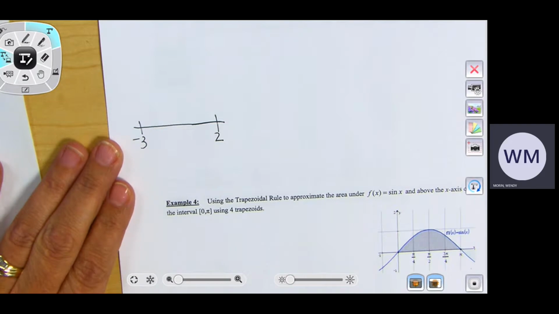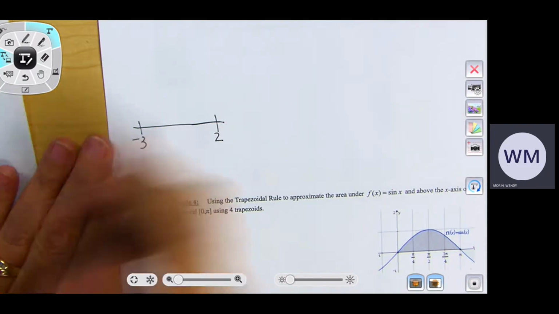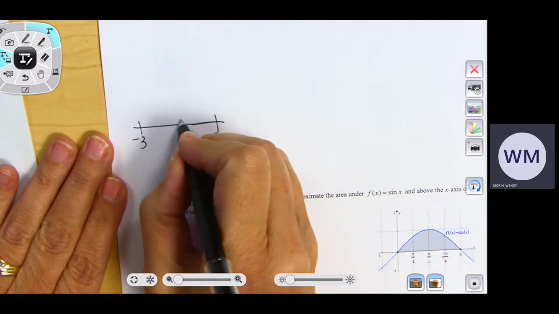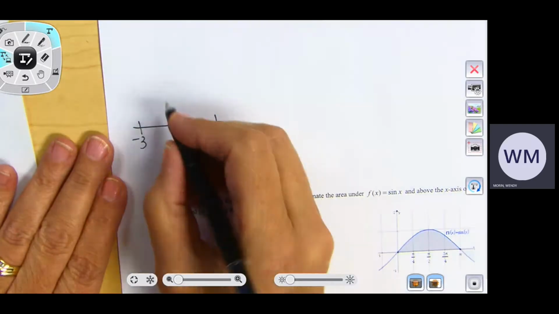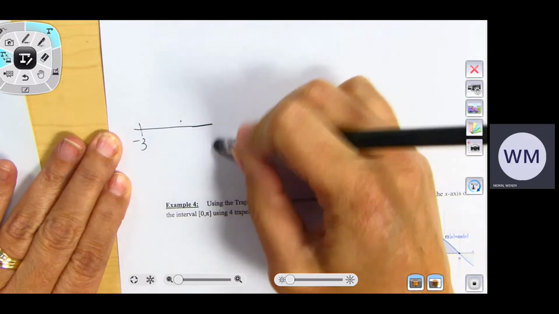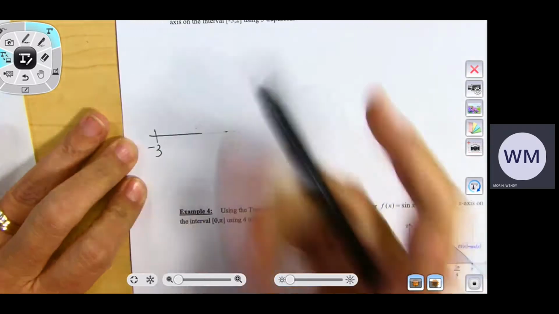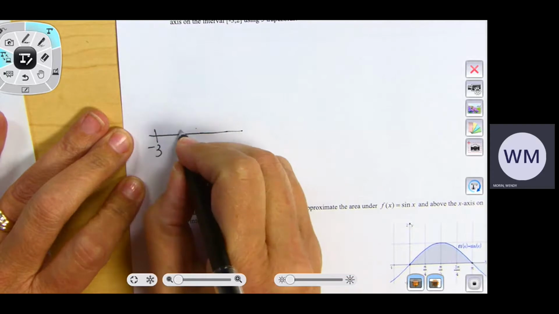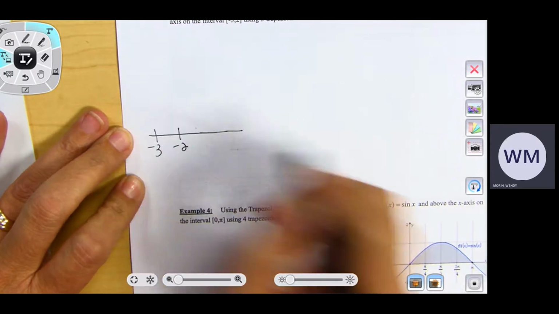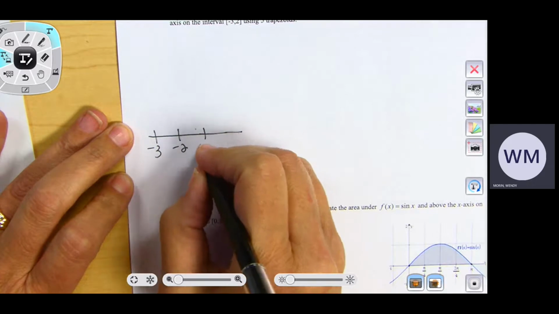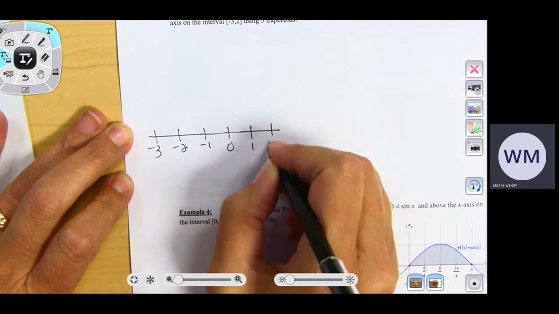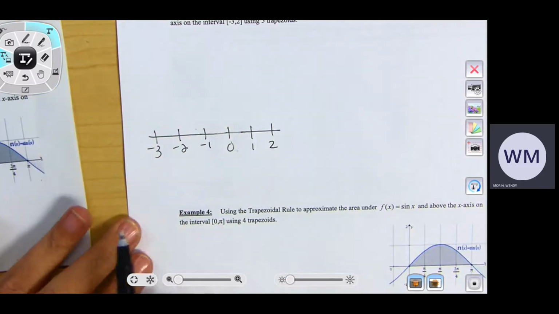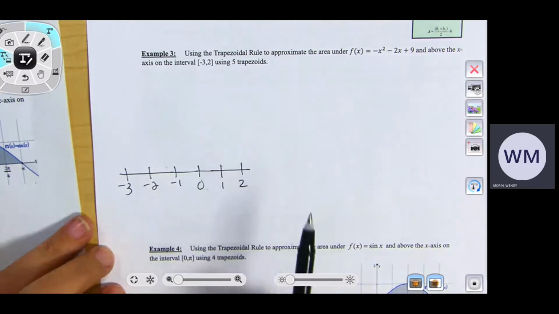Where's the middle of that? Does that come out nice and easy? No, there's no middle there. All right, let me just count by ones, just so I can divide it up a little bit evenly. -2, -1, 0, 1, and 2.